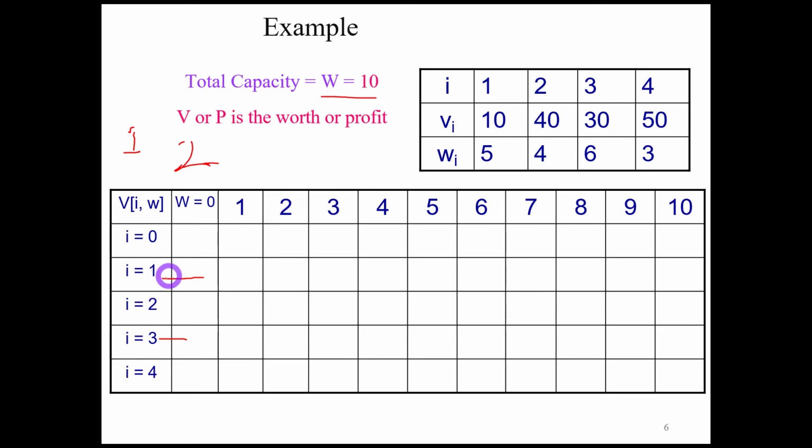So if I'm in this row, I can only pick one item. If I am in this second row, I am allowed to pick item number 2 or item number 2 plus 1 or item number 2 plus 1 plus 0. Basically, there is no item number 0.